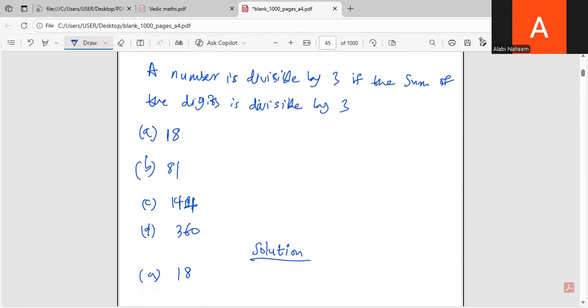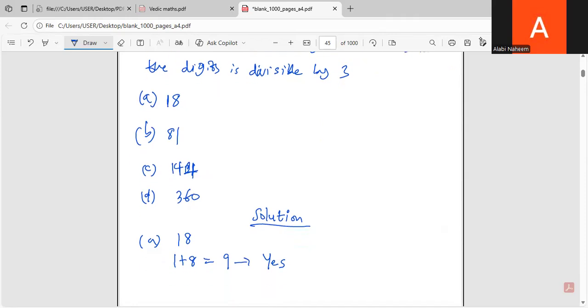Let's see if it is divisible by 3. Now the rule states that we have to add each digit. That is, you have to say 1 plus 8, and that is 9. Is 9 divisible by 3? Yes. So you can conclude that 18 is also divisible by 3. Once you add the digits of the number and the sum is divisible by 3, you can conclude that the number itself is divisible by 3. And yes, 18 divided by 3 gives 6.